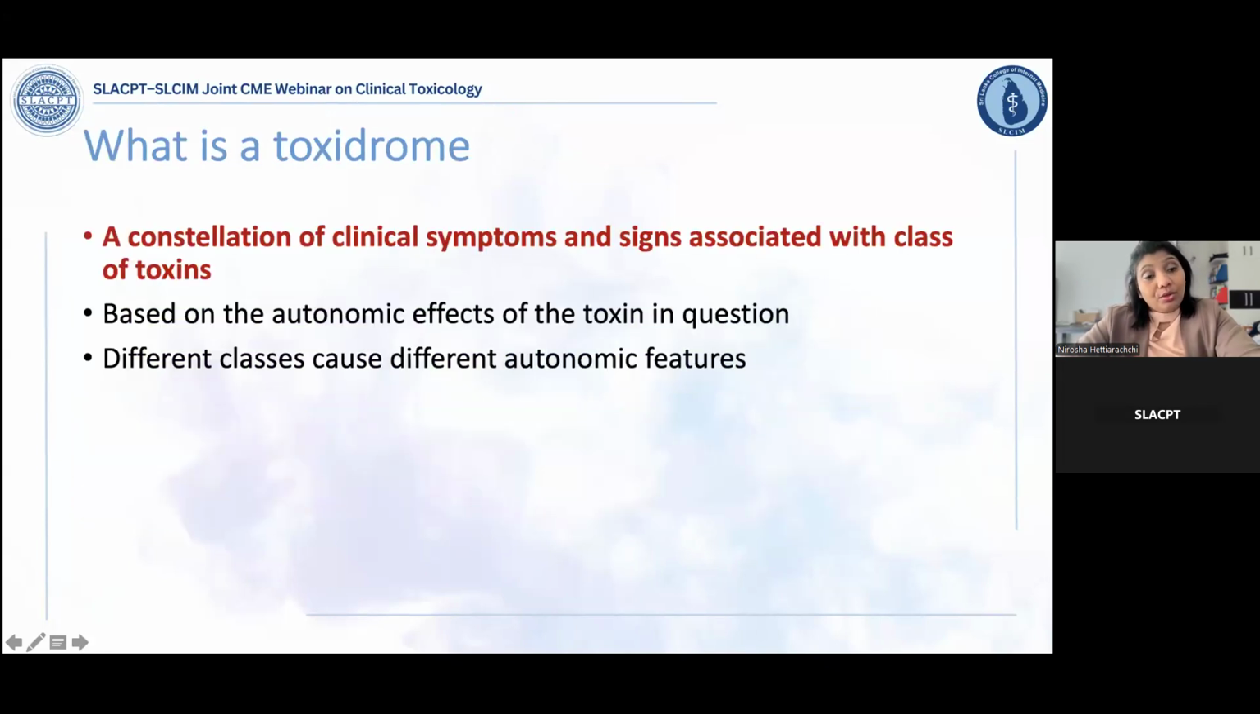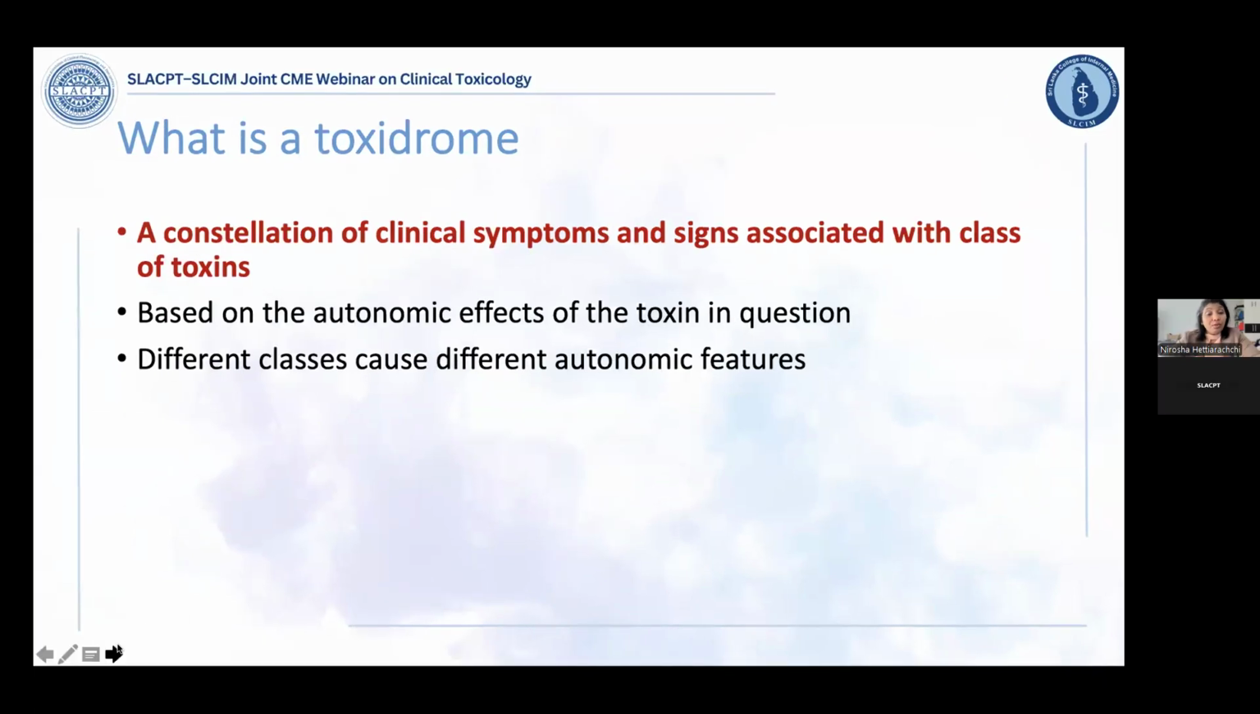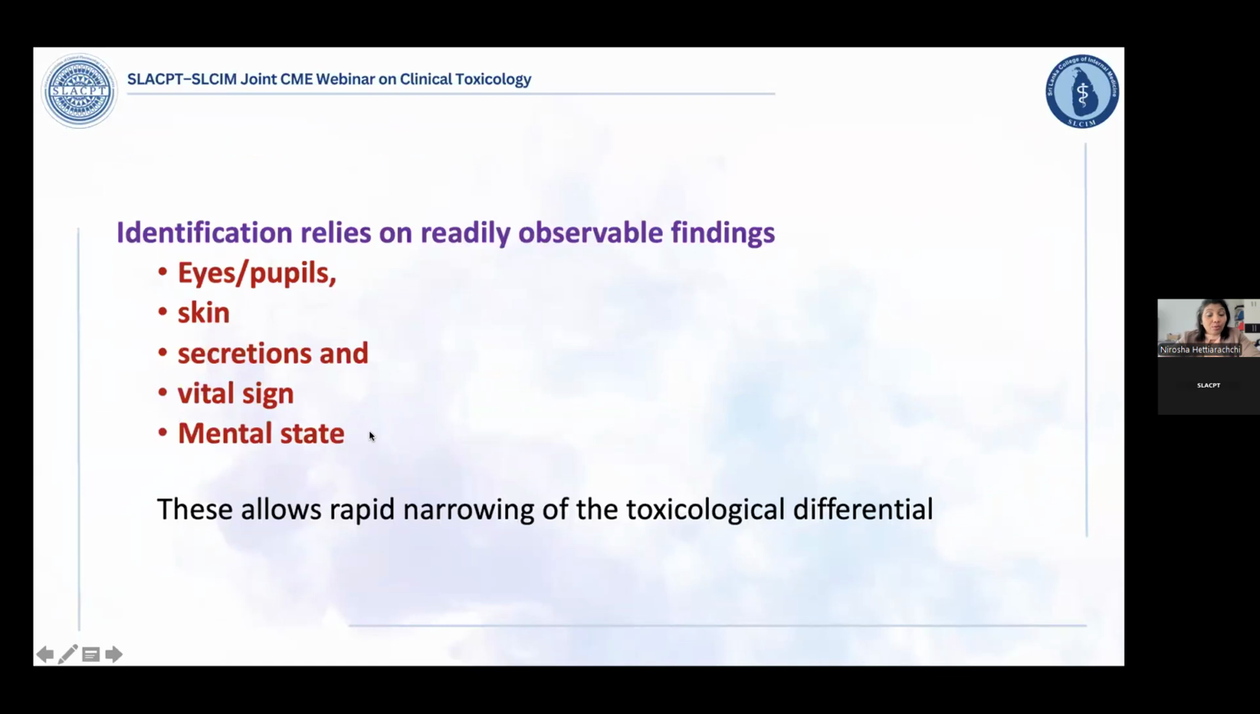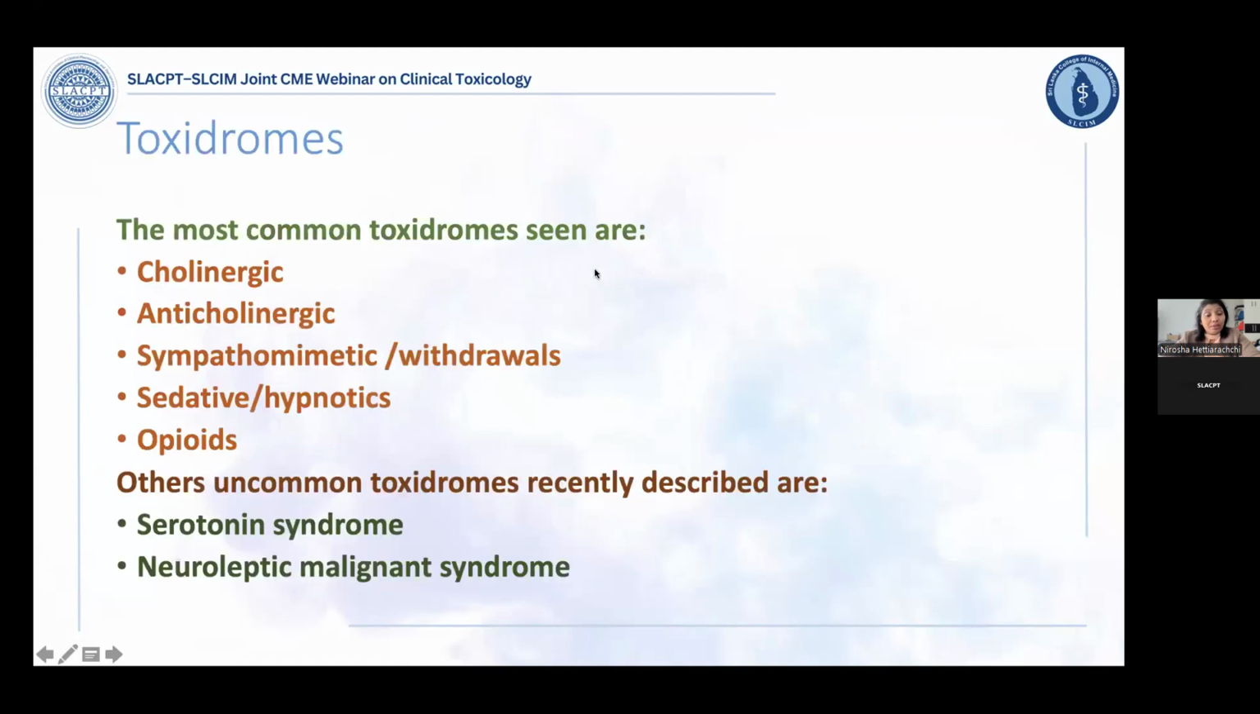So what is a toxidrome? It's a constellation of clinical symptoms and signs associated with a class of toxin, and based on the autonomic effect that particular toxin exerts, you can divide them into five major toxidromes. Usually different classes cause different autonomic features, so it becomes very handy when you are trying to come to a diagnosis. As earlier mentioned, your identification relies on readily observable findings such as the size of the pupil, the skin secretions, vital signs, and the mental status. These allow a rapid narrowing of your toxicological differential.